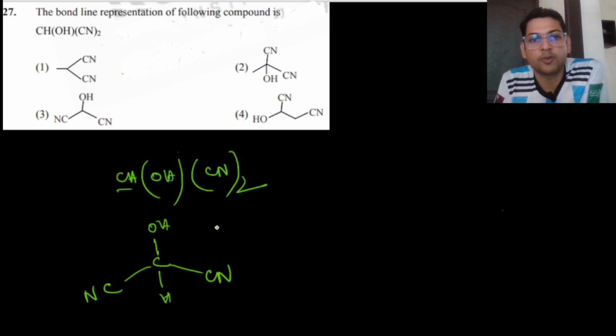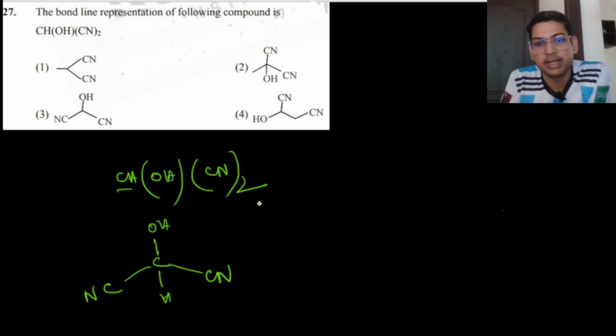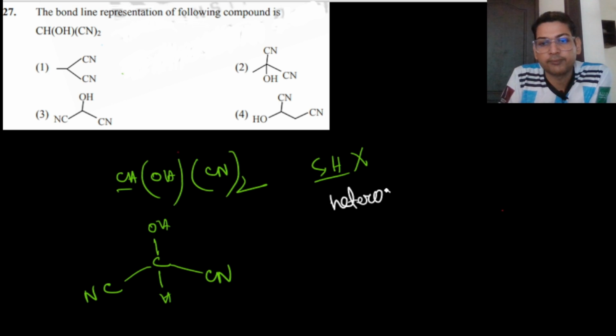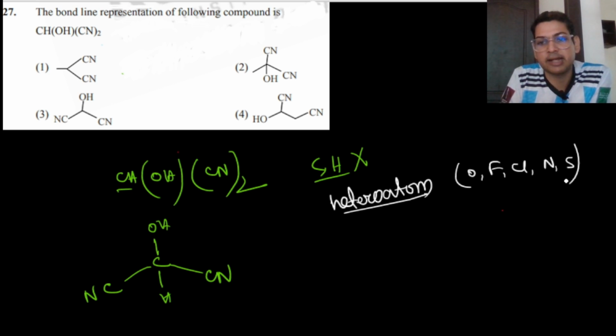In bond line formula, you don't have to show carbon and hydrogen. Only any heteroatom. Heteroatom means oxygen, fluorine, chlorine, nitrogen, sulfur. These you have to show, and its associated carbon also you can show. Only heteroatoms you have to show.